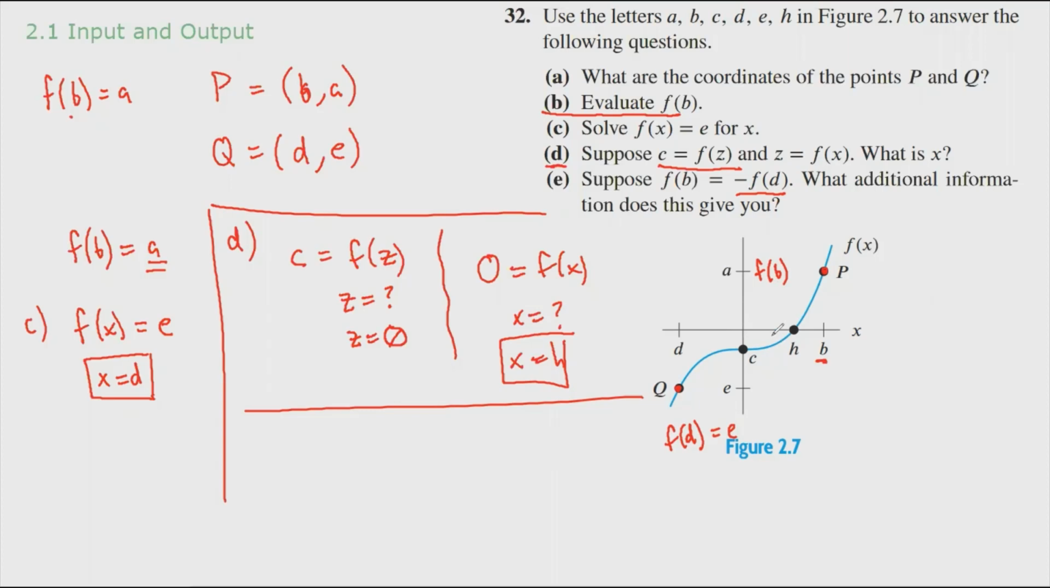So what could we know? I don't think we know anything about D and B. We don't really know how far these values are from the x-axis, but I think we can conclude that just these two are equally distant from that. We could say that A is equal to negative E, or the other way around, that E would be equal to negative A.